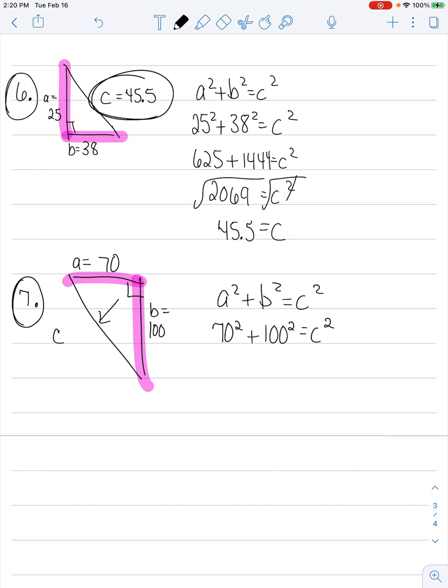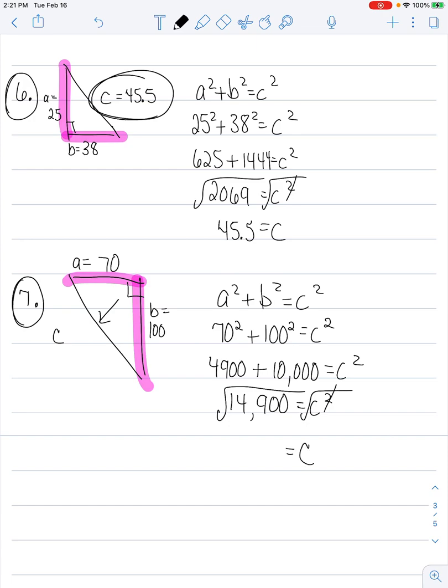So 70 times 70 is 4,900. I'm using my calculator for this, guys. I don't have it on my screen, but it's off to the side. And then 100 times 100 is 10,000 equals c squared. These are together, so I'm going to add those. 14,900 equals c squared, and remember, our last step is always to find that square root.